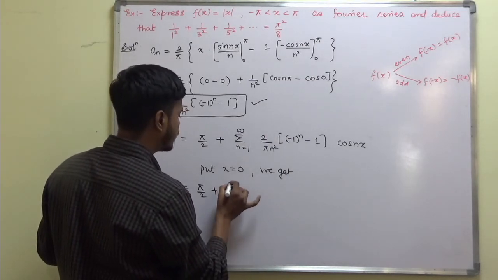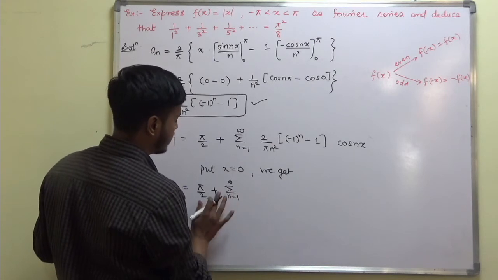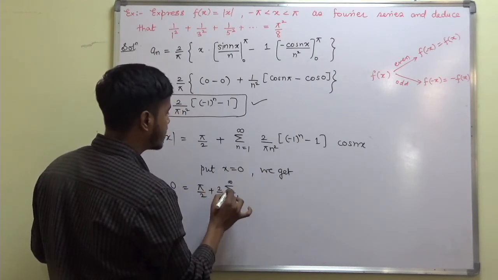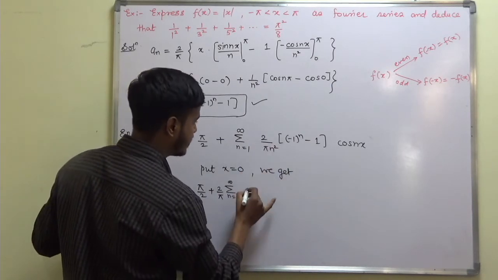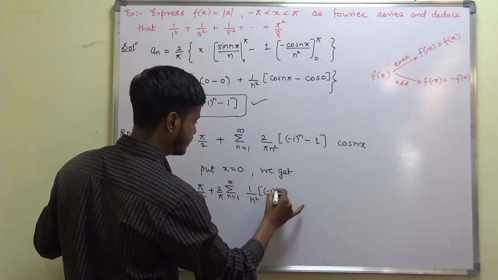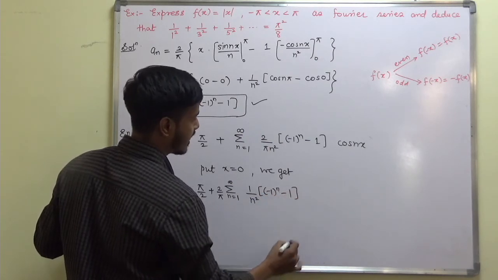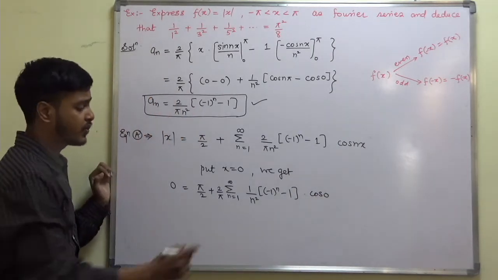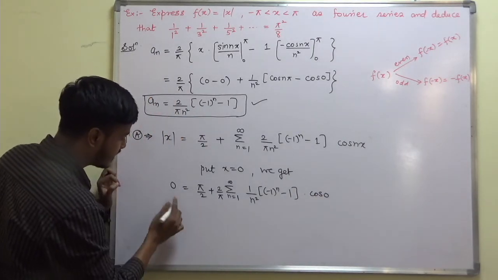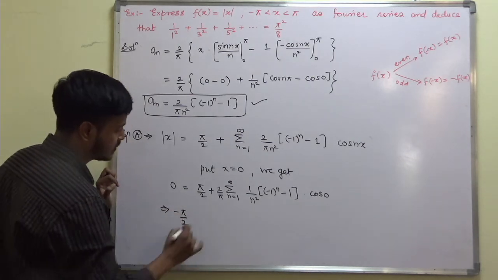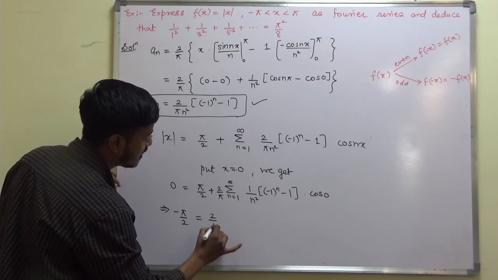So this is 0 equals pi by 2 plus summation n is equal to 1 to infinity. You can take this 2 by pi outside because summation is on n, not on this. So this is 1 by n square into minus 1 to the power n minus 1 into cos 0. Cos 0 is 1, so no need to write. Now you can just take this term to the left. So this is minus pi by 2 is equal to 2 by pi.